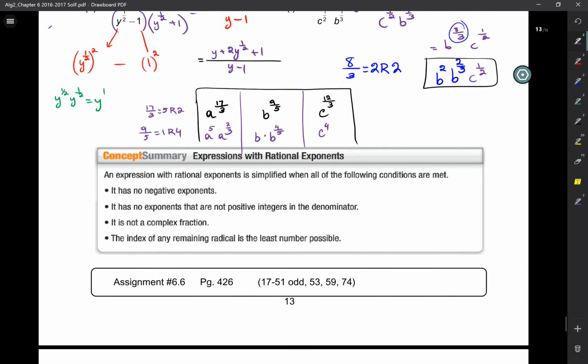All right. So here's a little bit of a summary. How do you know you're finished simplifying? Well, you know you're finished when you have no negative exponents, so no negative exponents in the denominator, when you don't have a complex fraction or an improper fraction, and when the indices are always the least number possible, right? So when all of these are simplified as much as possible. All right, that's how you know you're done.